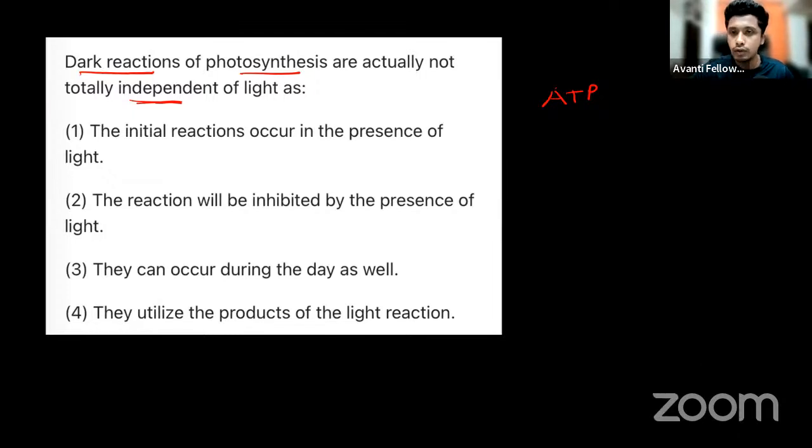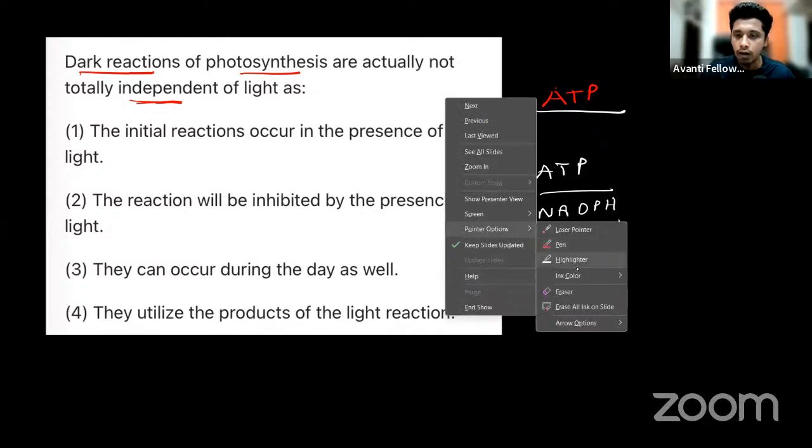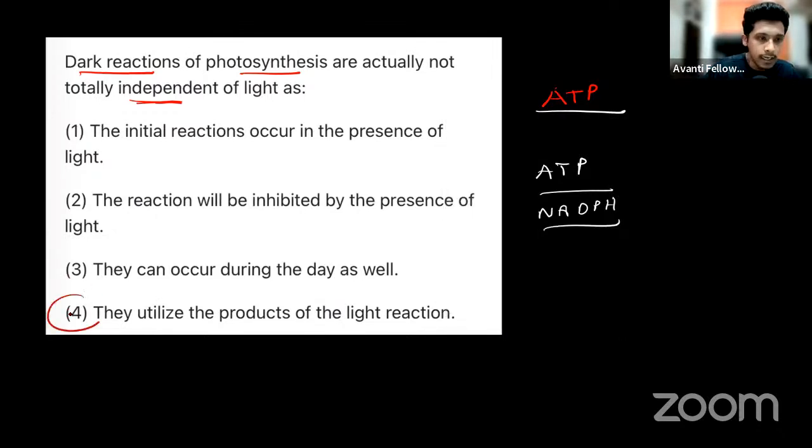Yeah. So the byproducts of light reactions are what? ATP and NADPH, isn't it? ATP and NADPH, which are coming from the light reaction, are used in the dark reactions, right? So our answer would be your 4th option: they utilize the products of the light reaction. That is why the dark reactions are very dependent on the light reactions, and not totally independent. So the dark reactions of photosynthesis are dependent on light reaction because they utilize the products of light reactions. What are the products of light reactions? We have ATP and NADPH, right?